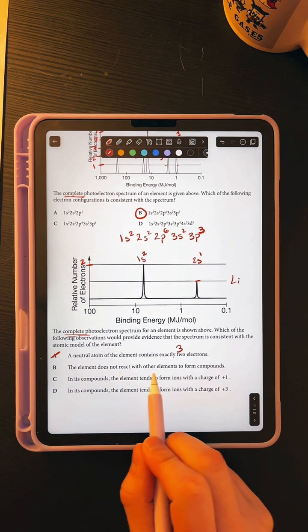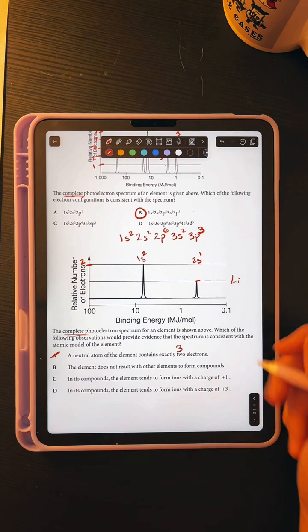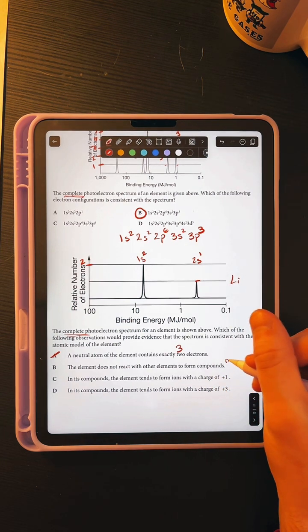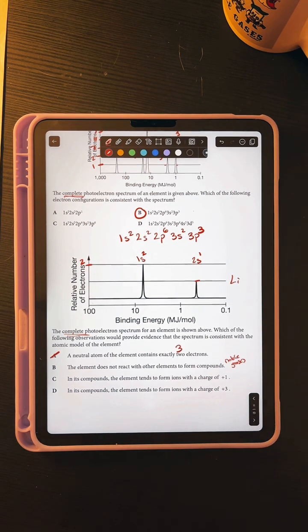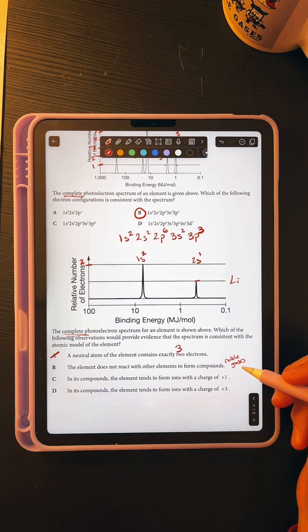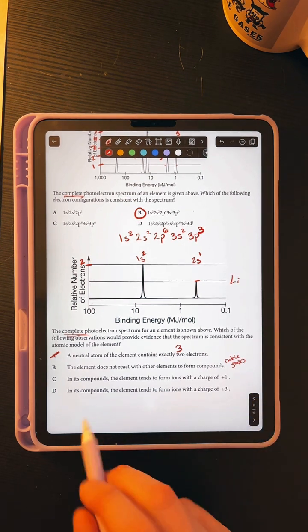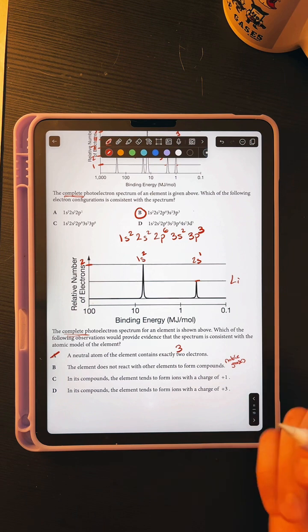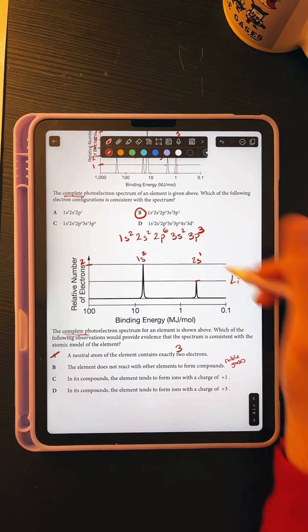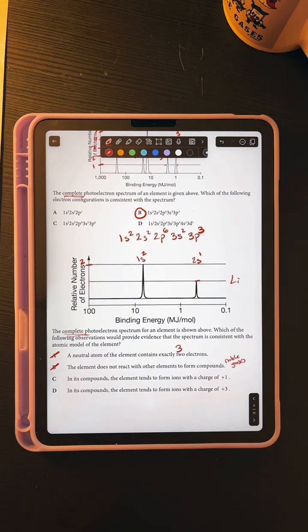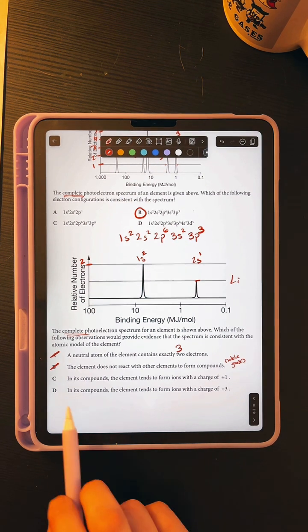The element does not react with other elements to form compounds. That is notable for noble gases. Noble gases have a complete octet. They're full. They don't want any more electrons, so they can't really react. There are some exceptions, but they can't react. And since we're talking about lithium, something that has a 2s1, that's not a noble gas. Lithium heavily reacts. That is 100% true.